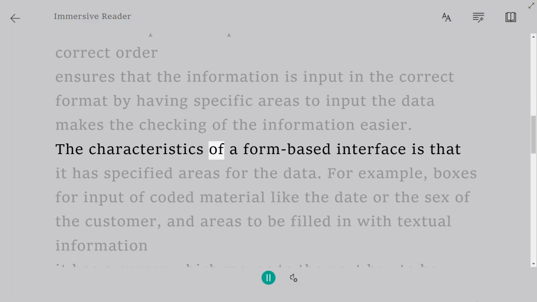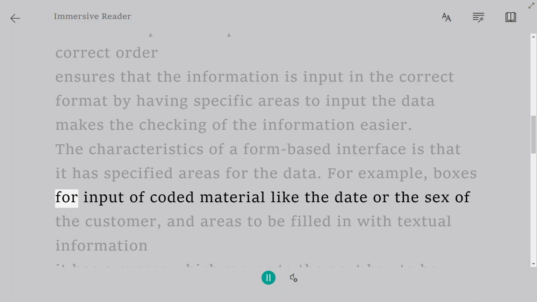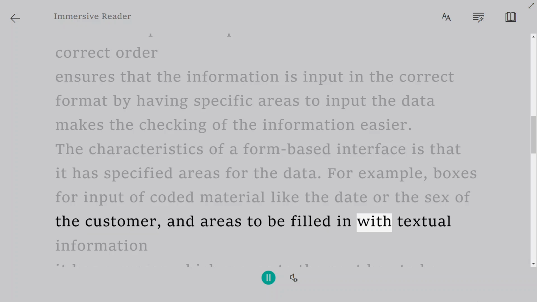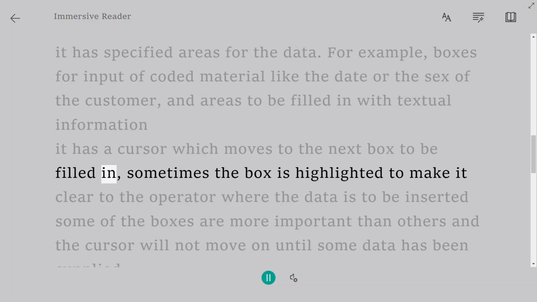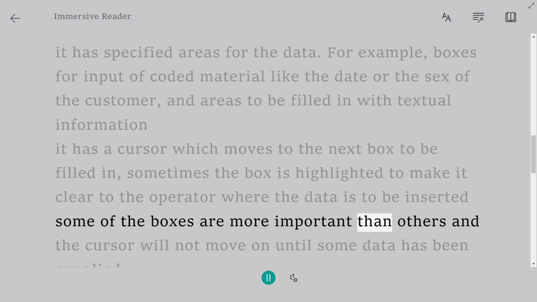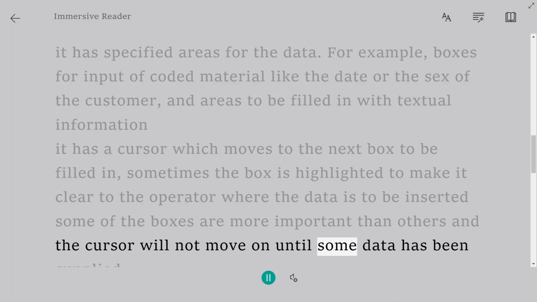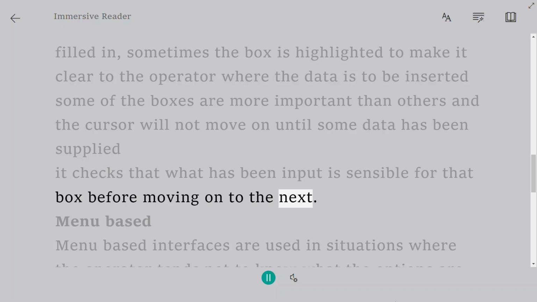The characteristics of a form-based interface are that it has specified areas for the data. For example, boxes for input of coded material like the date or the sex of the customer, and areas to be filled in with textual information. It has a cursor which moves to the next box to be filled in. Sometimes the box is highlighted to make it clear to the operator where the data is to be inserted. Some of the boxes are more important than others, and the cursor will not move on until some data has been supplied. It checks that what has been input is sensible for that box before moving on to the next.